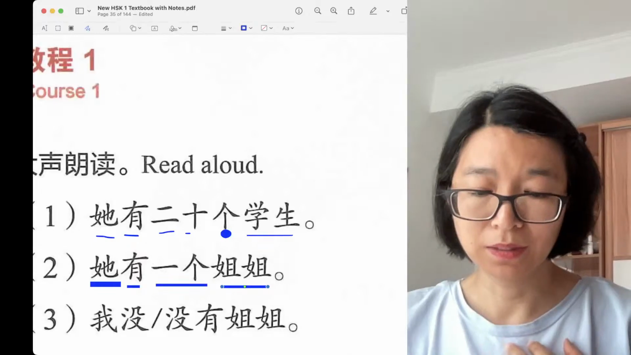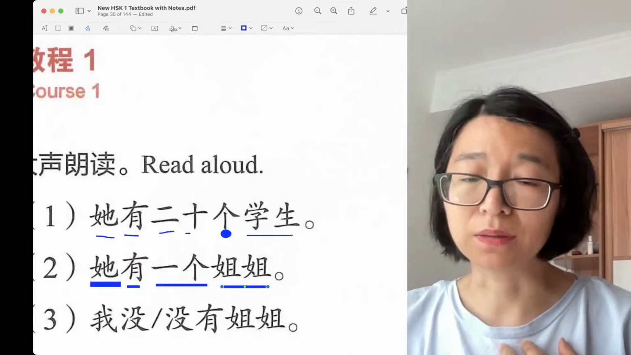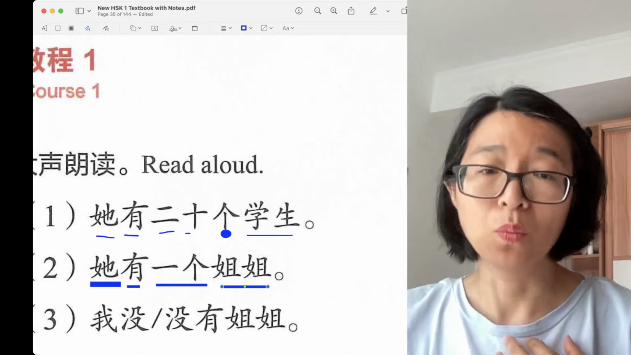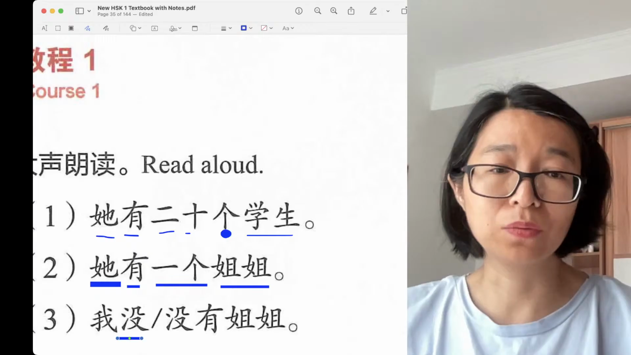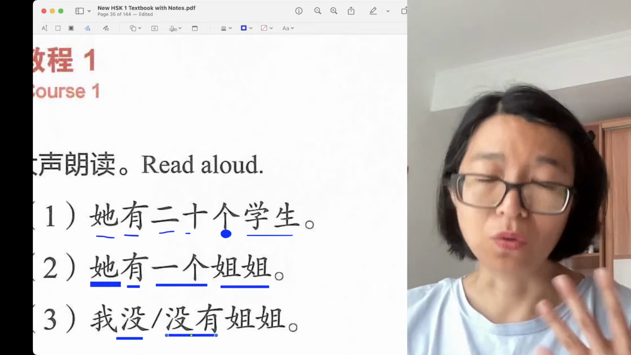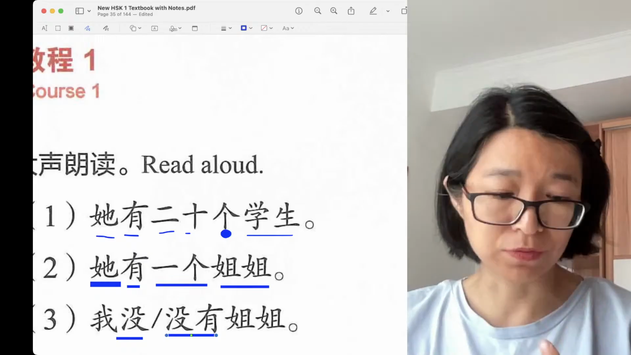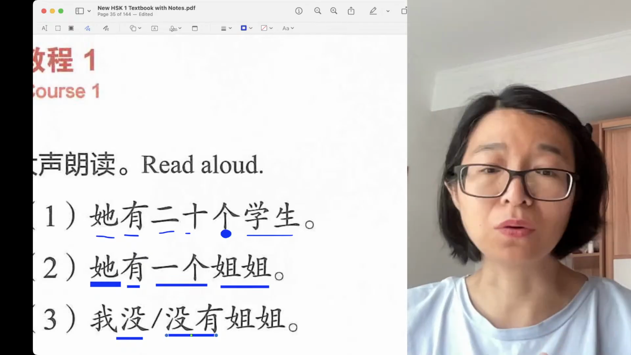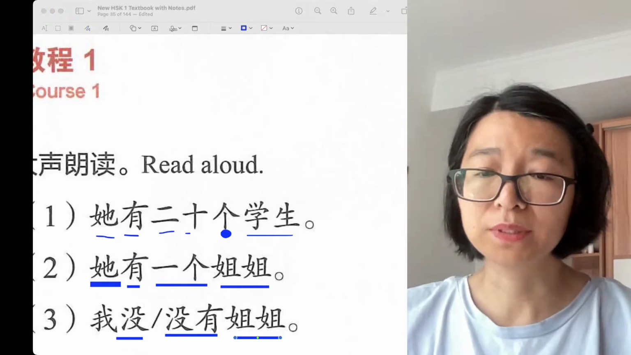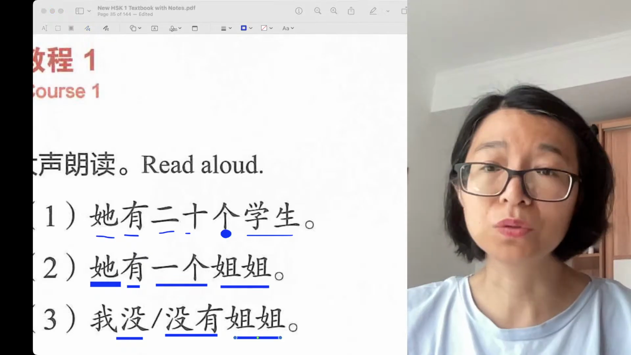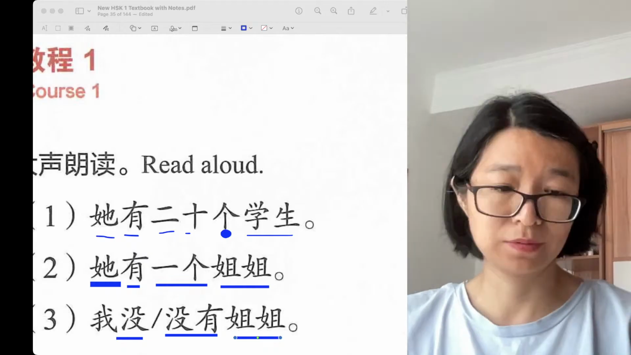For example, I am the elder sister, so I say 我是姐姐, 我没有姐姐. Okay, what is it? 没有. Yeah. So 有 doesn't have a negative form. How do you say it? 没有. So 我没有姐姐. I don't have an elder sister.